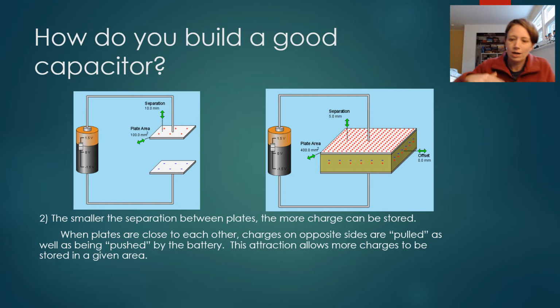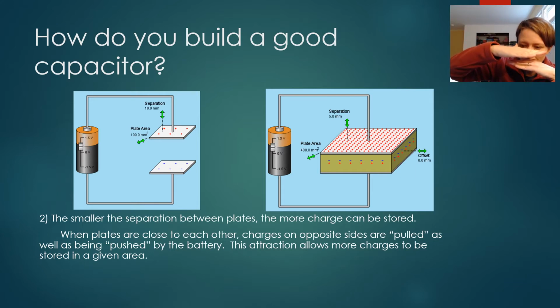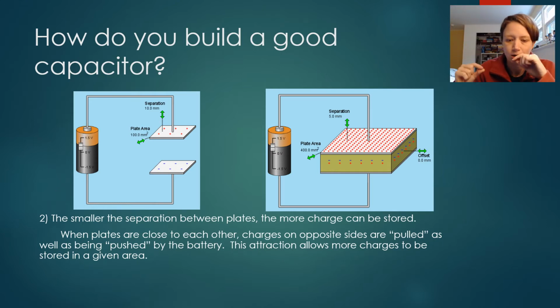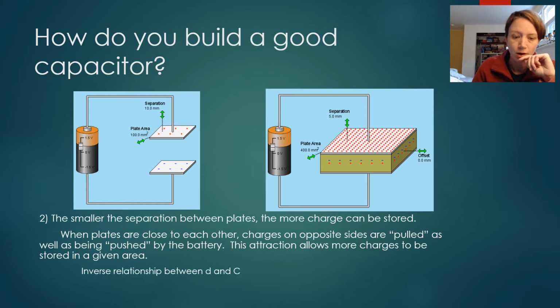Because that negative plate is really close to the positive plate, you actually can hold more charges on that plate than the battery could push by itself, because the charges are being pushed by the battery and they're also being pulled a bit by the other plate. So the closer the plates are, the larger the capacitance, the more charges we can store on them. That is mathematically an inverse relationship between the distance between the plates, so that D is the plate separation, and the capacitance of a particular design.